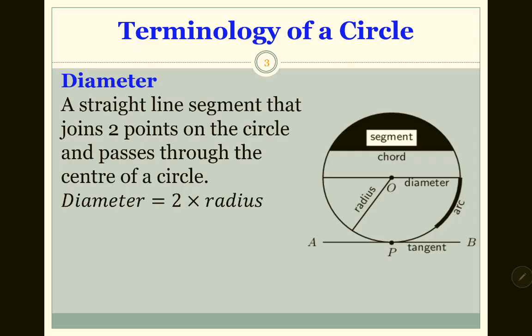So if, for instance, you're looking at this point and that point, you want to join them on any point on the circumference. Once you join them through the center, remember the important thing is the straight line segment that joins 2 points on the circle and passes through the center of a circle. It is important that it passes through the center of the circle. That's how you're going to achieve a diameter. So any 2 points that you choose, as long as you pass through the center.